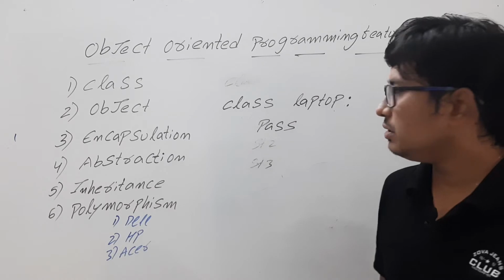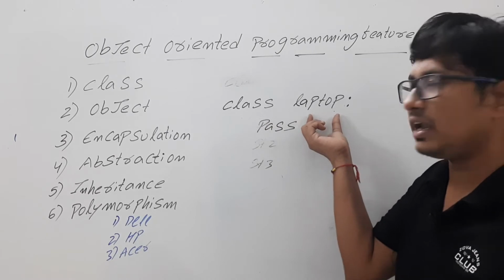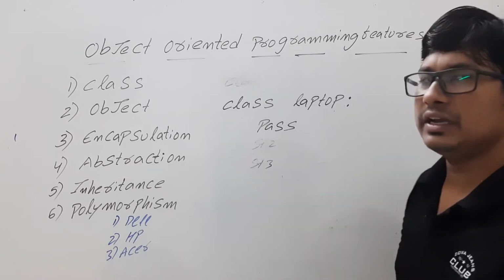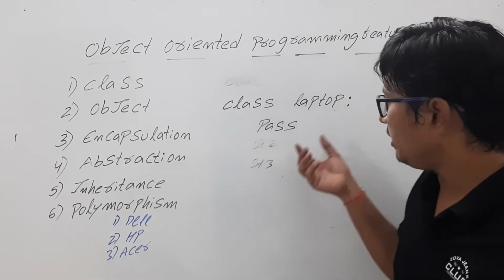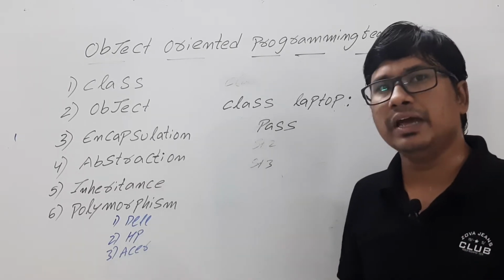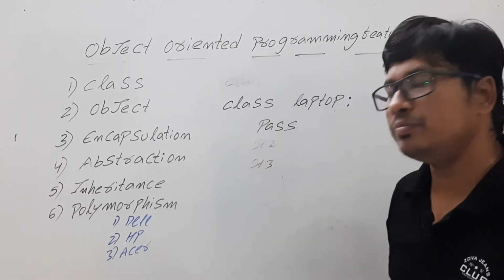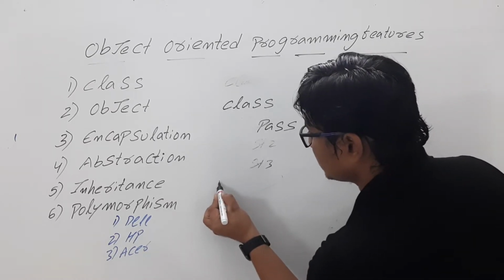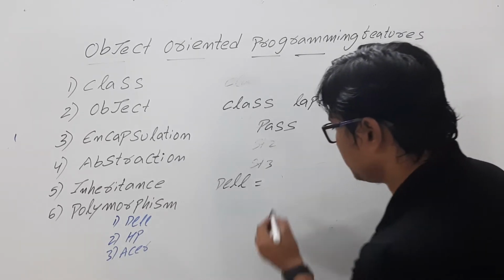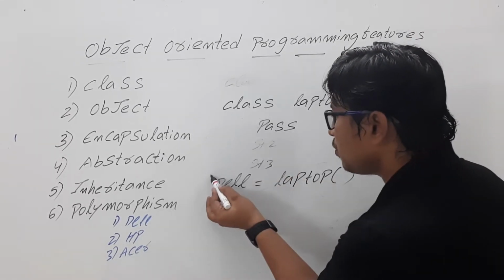Is it clear? So this is the way you can define a class with the help of the class keyword and the name of the class, and whatever statements you want to provide, you can provide here. Then once you have created a class, how can you create an object? Already I told you that if you create a class, memory will not be allocated. Memory will be allocated once you create an object for the particular class. Suppose Dell is an object I want to create for the Laptop class. So Dell is equal to Laptop(). So here Dell is one object.